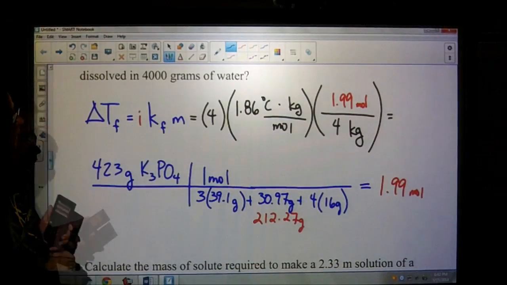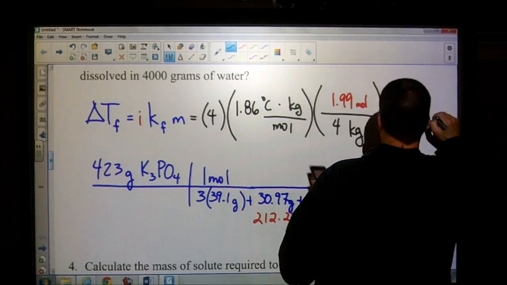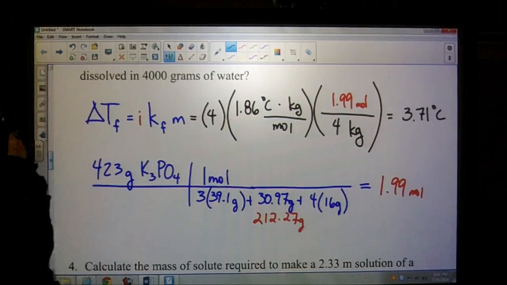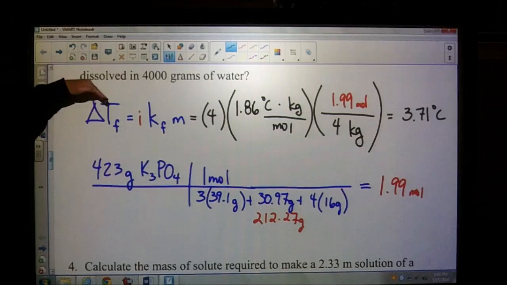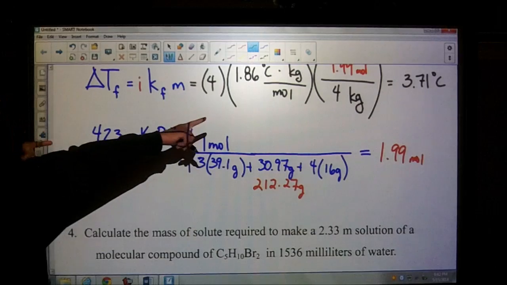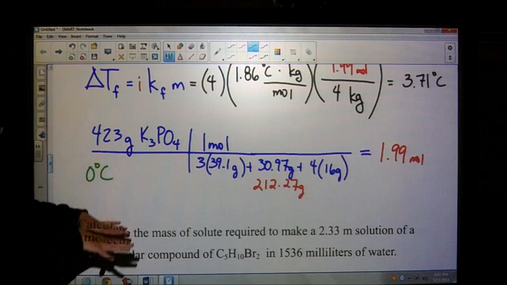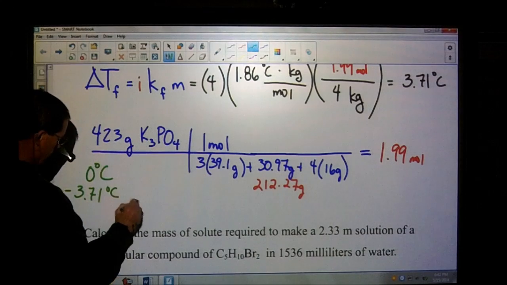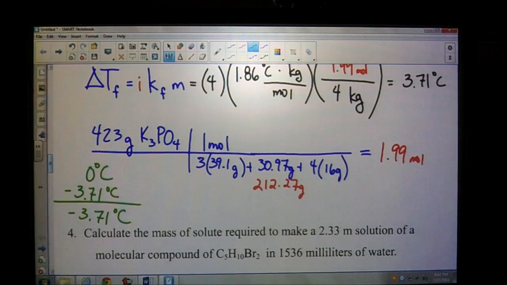So now we can plug all that in and solve. I get a value of 3.7. My calculator says 3.70651. So this is our freezing point change, or delta T sub F. To do your final step here, it's going to change by 3.71. So we start at 0, and we're going to depress or lower the temperature by 3.71 degrees. That means the new freezing point for this water solution is -3.71.